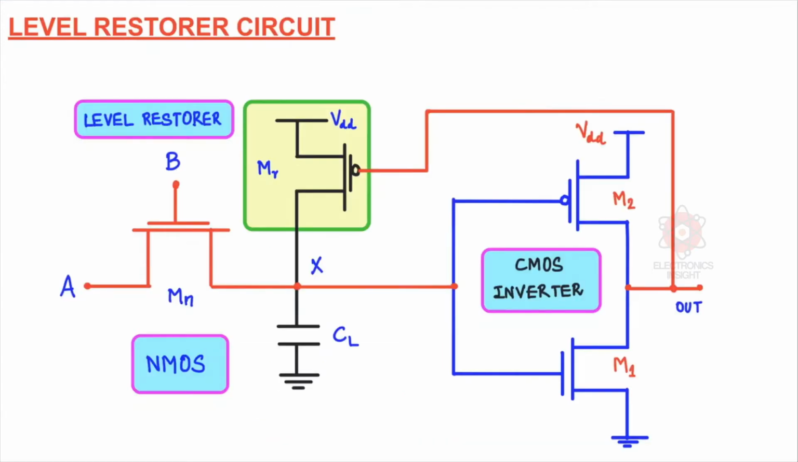Now this is the level restorer circuit that we are going to implement in LT-SPICE as a solution to the threshold voltage drop problem of this NMOS pass transistor. So initially I'll implement this NMOS pass transistor separately so that we can observe the threshold voltage drop problem also, and then we'll implement the whole level restorer circuit to identify how the degradation of signal has been restored using the CMOS inverter and the feedback connected PMOS pass transistor.